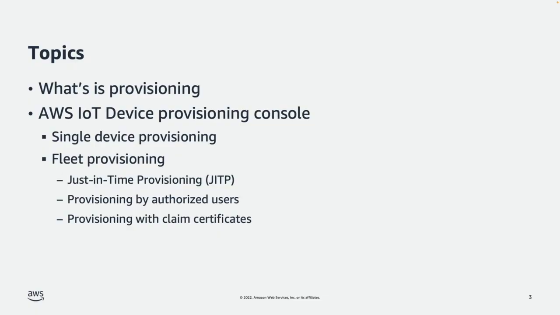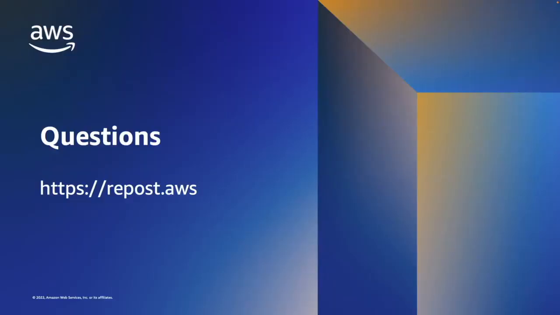So there we have it. In this video, we walked through creating a single device and how you would provision it, and also looked at the fleet provisioning process by using JIT-P, or just-in-time provisioning, as well as authorized user provisioning, as well as claim certificate.